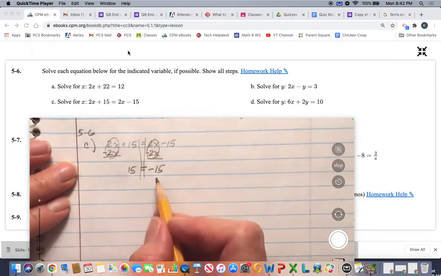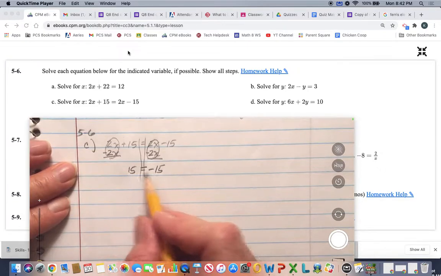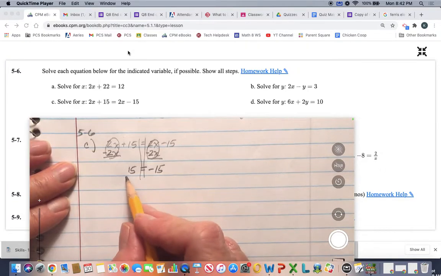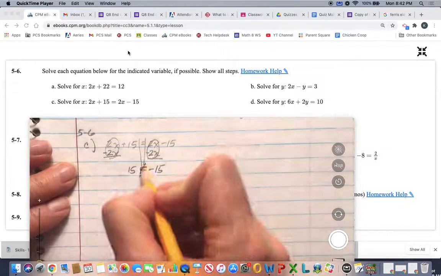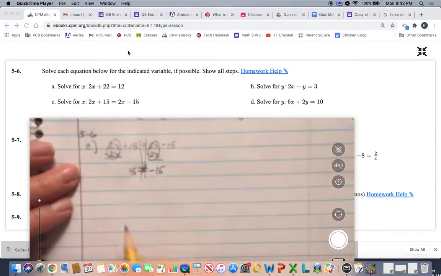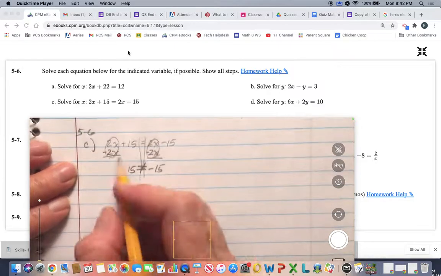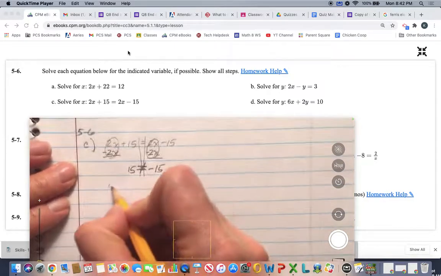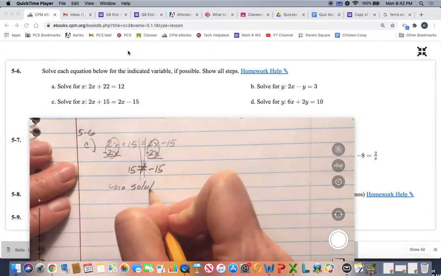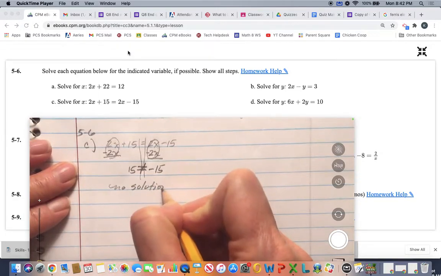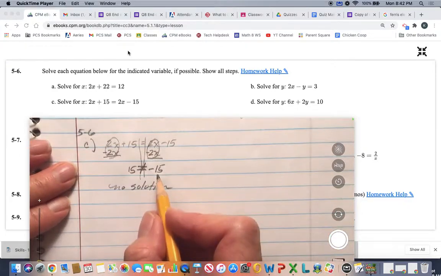So if I look at that, I know that is just not possible. 15 will never be equal to negative 15. So this actually is an equation that has no solution. There is no value of x that will make this equation true.